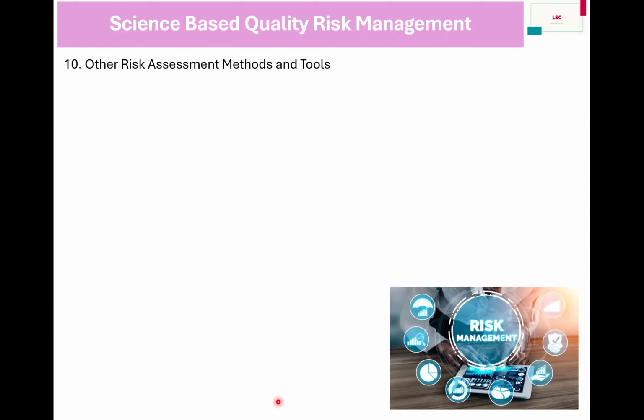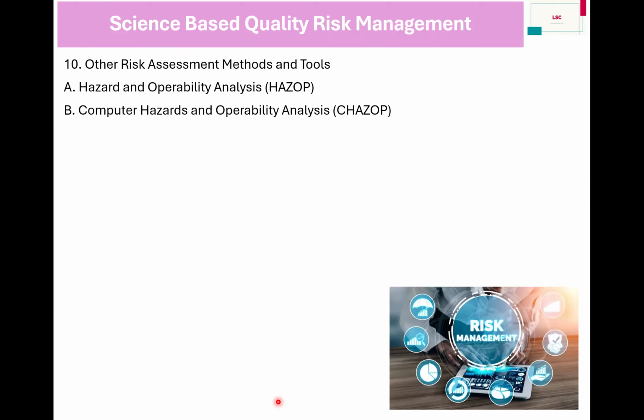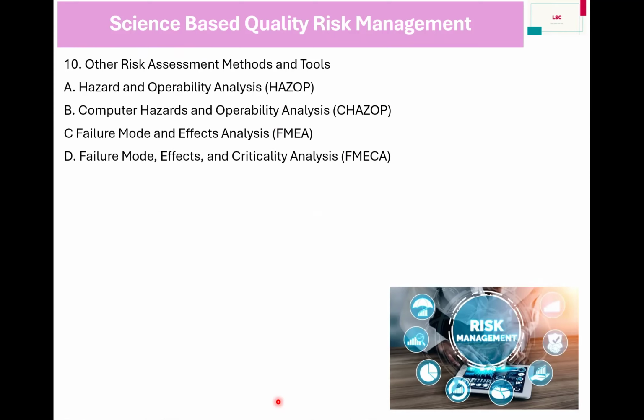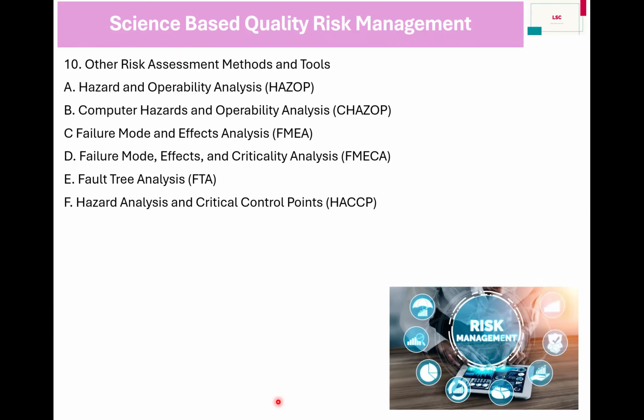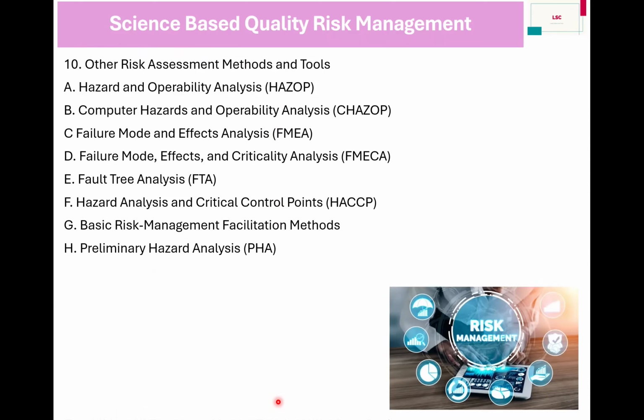Then the 10th part is related to, after the 9 parts, how can we use the tools? We can use hazard and operability analysis. We can use hazard and operability analysis in the case of computer systems, failure mode and effects analysis, which we generally use, and failure mode, effects and criticality analysis, and fault tree analysis, hazard analysis and critical control points, basic risk management facilitation methods, preliminary hazard analysis, and risk ranking and filtering. And some examples are here.